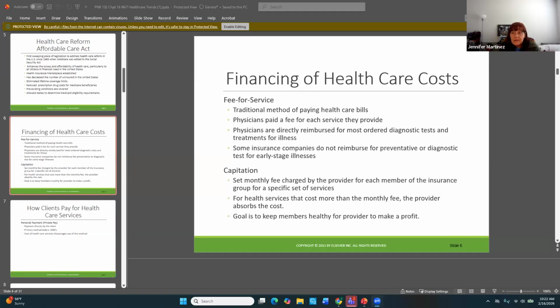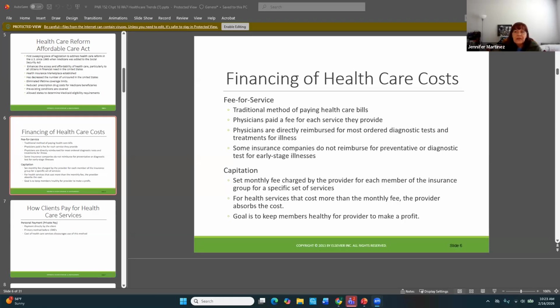So when we look at financing, the two most common ways to finance healthcare services are what we call fee for service and capitation. Fee for service is the traditional way that we pay. Healthcare providers are paid a fee for each service that they provide. They are directly reimbursed for most diagnostic tests and treatments for illness. Some insurance companies do not reimburse for preventative or diagnostic tests for early stage disease. So we know that that's still always going to be an issue.